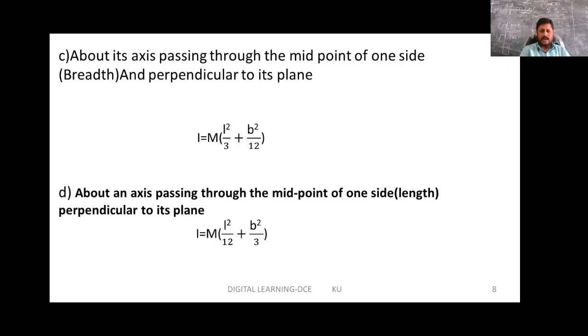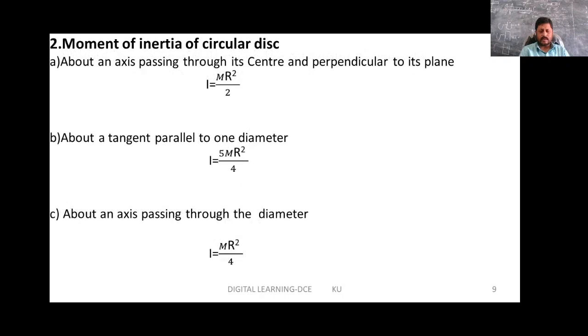And the moment of inertia about an axis passing through the midpoint of one side and perpendicular to its plane is given by I equals m into L square divided by 3 plus b square divided by 12. And about an axis passing through the midpoint of one side perpendicular to its plane is I equals m into L square over 12 plus b square divided by 3.